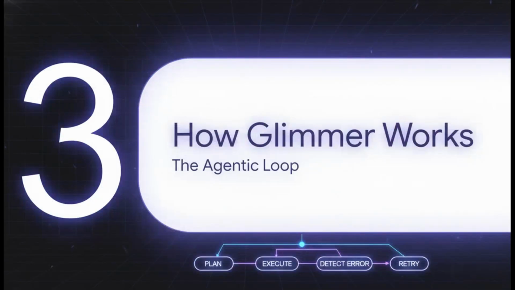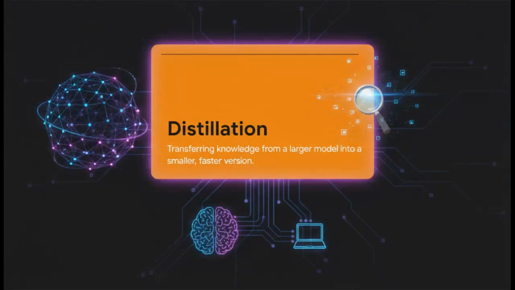How Glimmer works, the agentic loop. Okay, to understand how it works, we have to talk about distillation. It's a bit of tech jargon, sure, but it's vital. Muse Glimmer didn't just learn everything from scratch. It was distilled from a much larger, incredibly powerful predecessor called Meta's Muse Spark. Distillation is basically the process of transferring the deep, complex reasoning abilities from that massive model down into the smaller, much faster version.